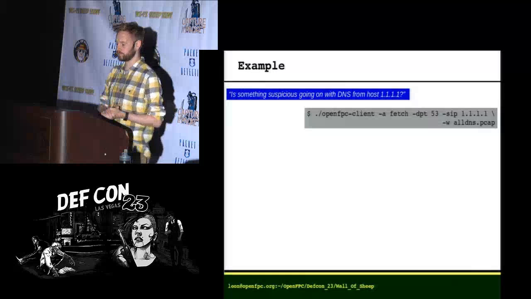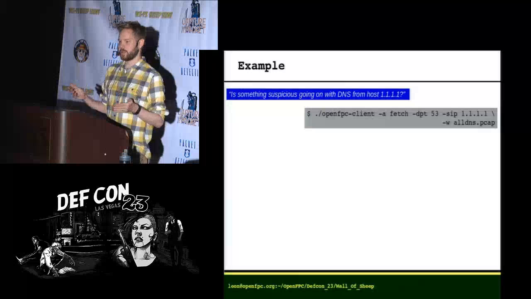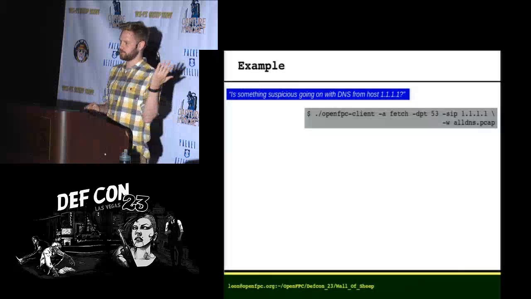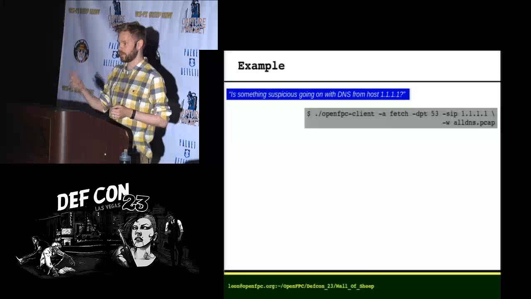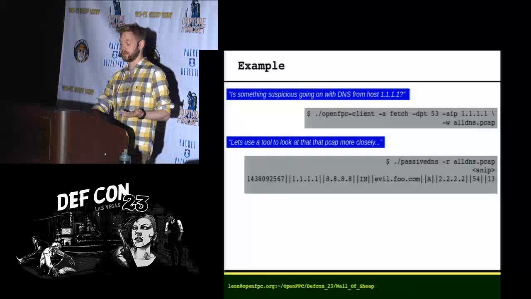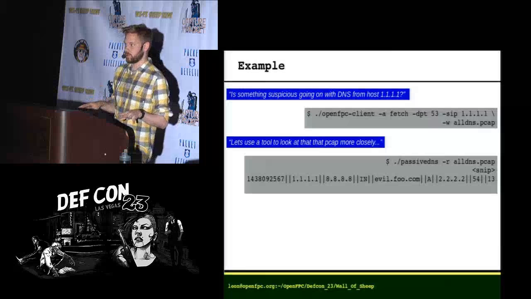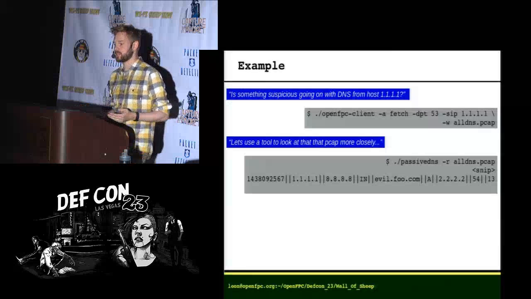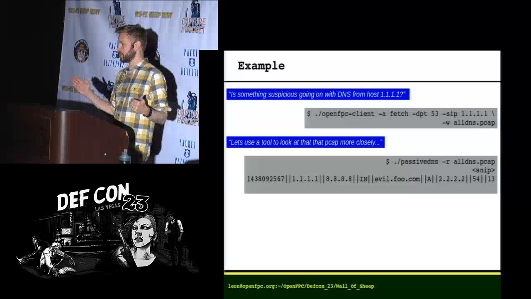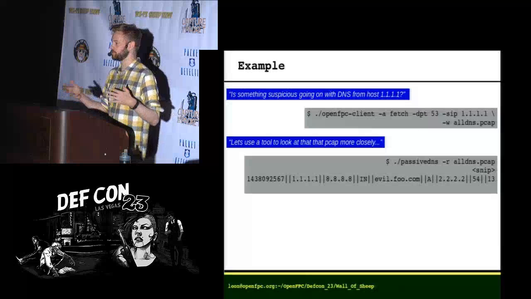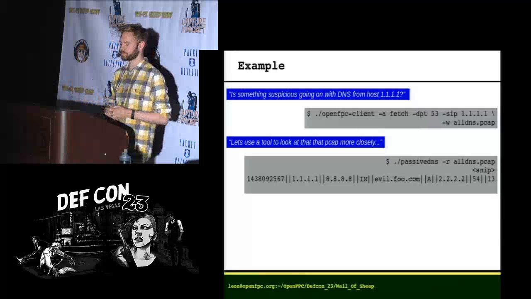Let me give you an example. Something has caused me to become suspicious about DNS traffic coming from a certain IP address. So I leveraged the command line client to go fetch that data on the destination IP address and wrote it to a file called alldns.pcap. I want to look at that data more closely, so I leverage a third-party tool to do that. Here I'm using passive DNS to read through all those DNS requests and responses, and put it into a format that I can look through easily.